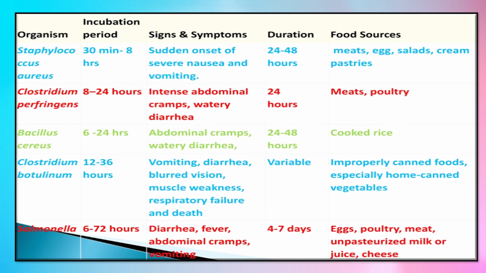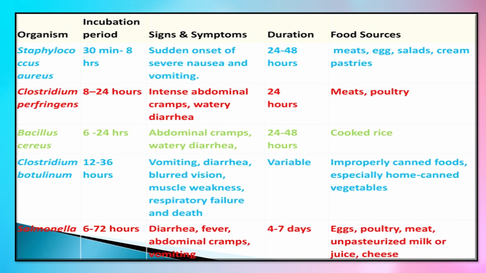Clostridium perfringens: 8 to 24 hour incubation period. Signs and symptoms: abdominal cramps, duration 24 hours, and food sources are meat and poultry. Bacillus cereus: the incubation period is 6 to 24 hours. Symptoms are abdominal cramps, duration is 24 to 48 hours. Food source is cooked rice. Clostridium botulinum requires an incubation period of 12 to 36 hours. Vomiting and diarrhea are the symptoms. Variable duration, and improperly canned food is the food source.